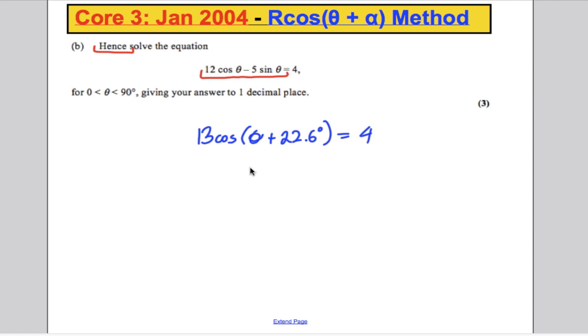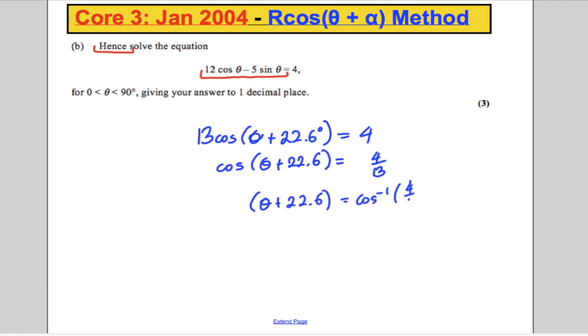Easy to solve. Divide both sides by 13. cos of (theta plus 22.6) is equal to 4 over 13, and get your principal value of theta plus 22.6 by taking the inverse cos of 4 over 13. So your inverse cos of 4 over 13 gives 72.1. So theta plus 22.6 is equal to 72.1 degrees.